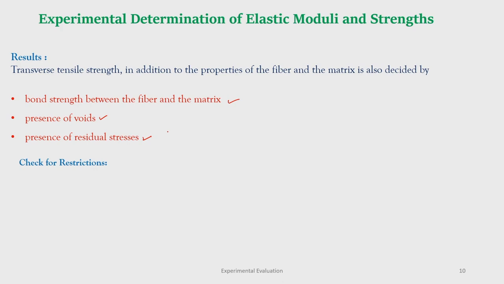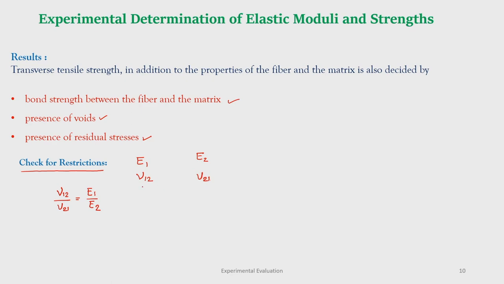Now, from these two tests, the longitudinal tensile test and the transverse tensile test, what do we get? From the longitudinal test, we get E1 and nu 1 2. From the transverse test, we get E2 and nu 2 1. If you remember, there is a restriction on elastic constants in orthotropic properties: nu 1 2 by nu 2 1 is equal to E1 by E2. So, we can actually check whether they are following these constraints or not.